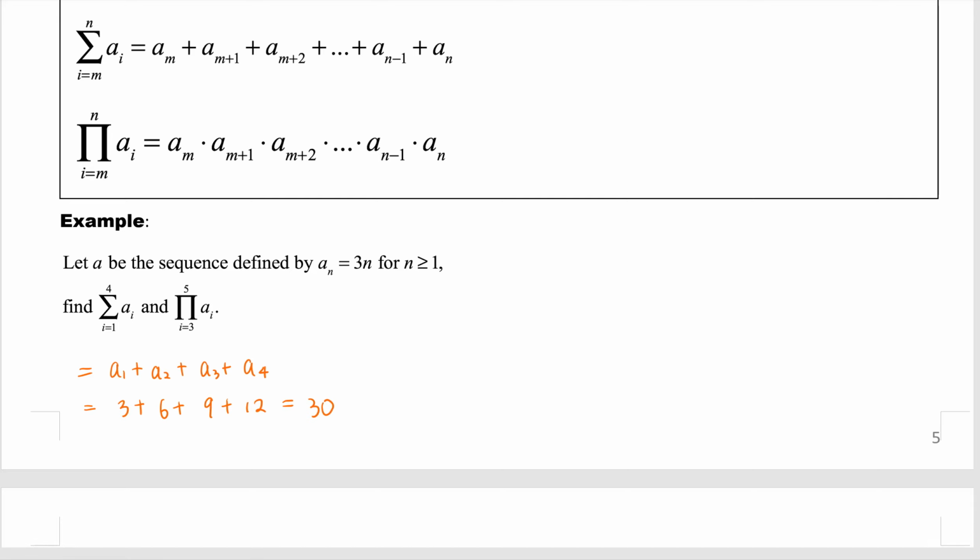Okay, next, the products. The index starts with 3, so a sub 3 times a sub 4 times a sub 5. See, we end at a sub 5. So a sub 3 is 3 times 3 is 9. A sub 4, 3 times 4, 12. A sub 5, 3 times 5, 15. What is this? Plug this in our calculator, and my answer is 1620. Do you have the same answer?